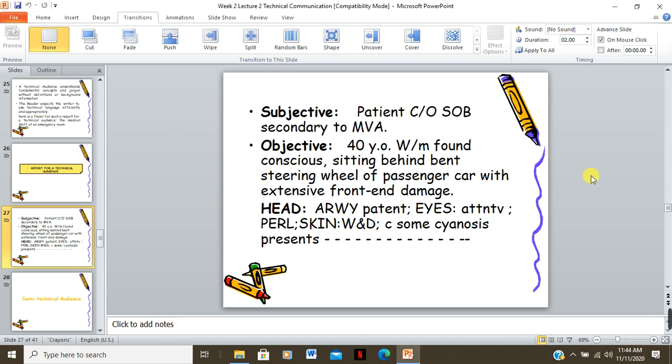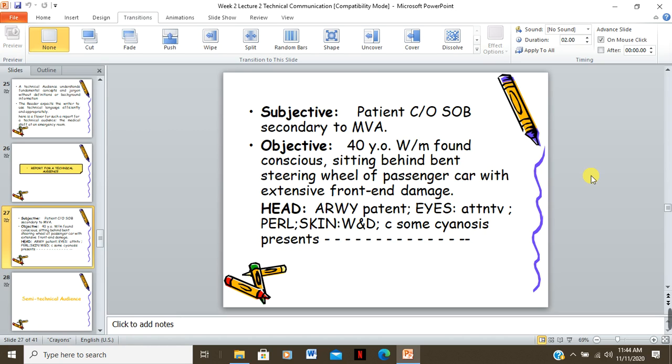Subjective, that is regarding the patient. Patient COSOB, secondary to MVA. Now, for a person who is not a doctor, who is just with his patient, if he comes across this piece of information, he will not understand what subjective means, what patient COSOB is, and what the objectives are: 40 YO, W by M, found conscious. I can understand this. Found conscious, sitting behind bent steering wheel of a passenger car with extensive front end damage. I can understand this sentence.